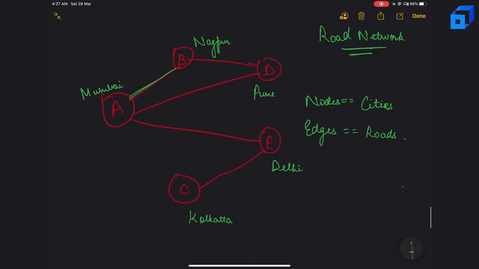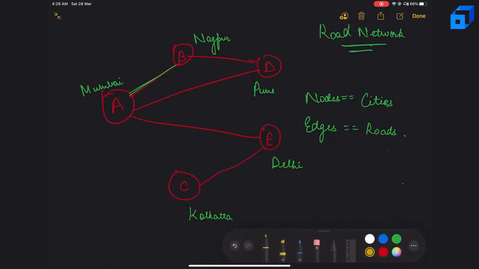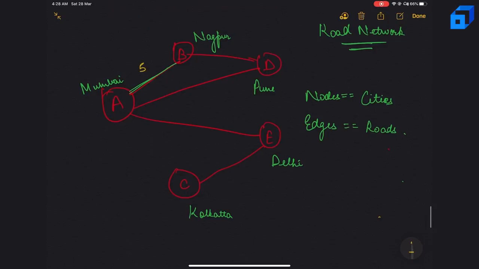Now, do you think that the distance between Mumbai and Nagpur is the same as the distance between Nagpur and Pune? Or is the distance between Mumbai and Delhi the same as the distance between Mumbai and Pune? No. So, in this case, it makes sense to put some information on the edge. This information might mention the distance between two cities or the length of the road connecting those two cities. So, let me write some arbitrary numbers, and they might not be geographically correct. Let us say this is 5, this is 10, this is 8, this is 100, and this is suppose 1000. Here, each particular weight on the edge is representing something extra about that particular edge.